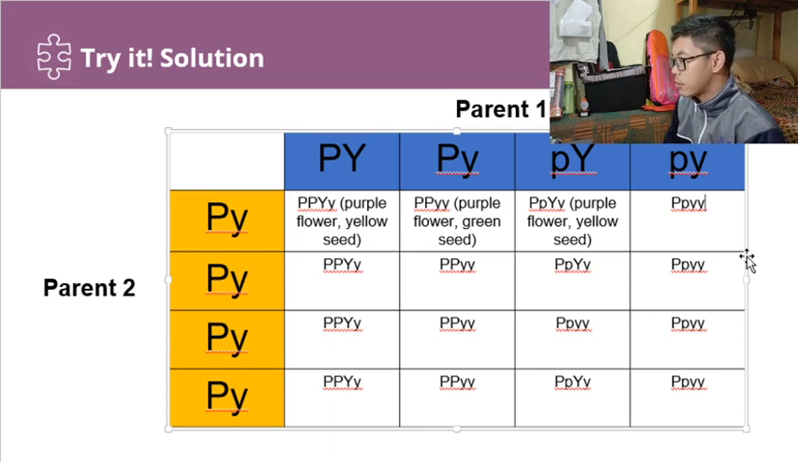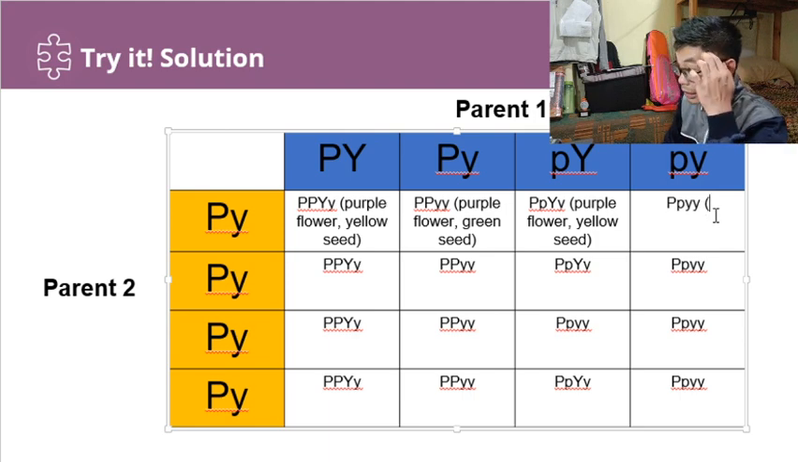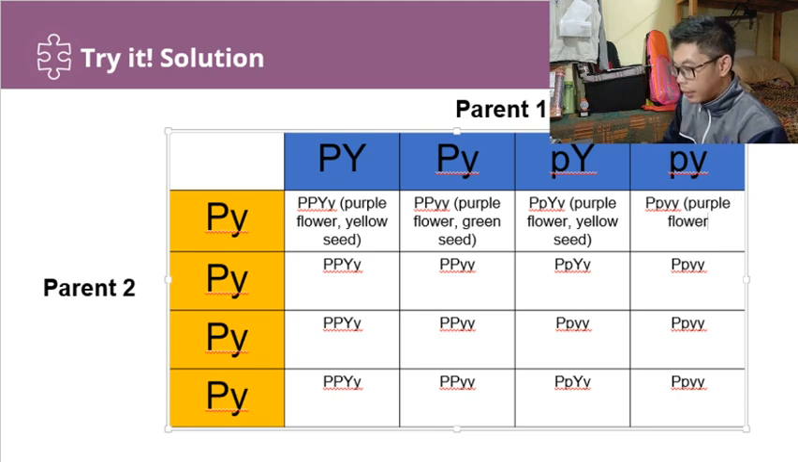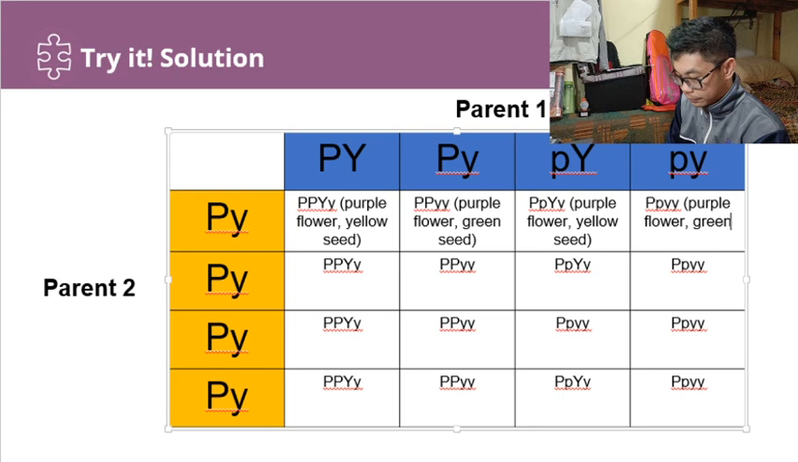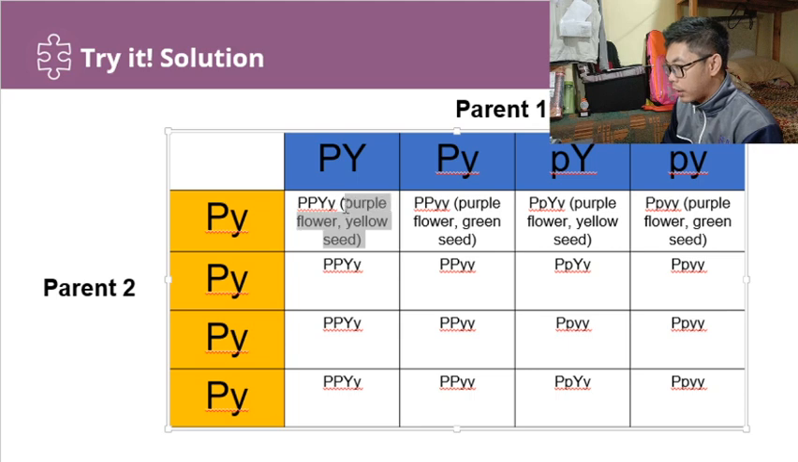And we have also here a capital P and a small p, which will tell you that it's a purple flower again. Purple flower, tapos the small y and small y will tell you that it's a green seed. Right? Actually, since itong nasa taas ay pare-pareha sila pababa, copy-paste ko na lang ito.